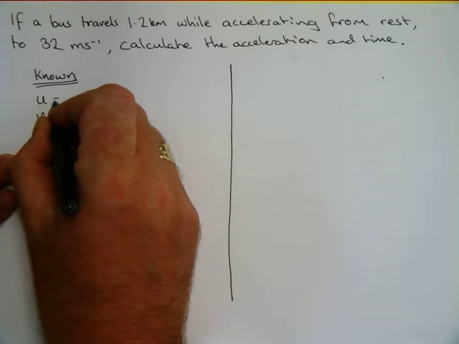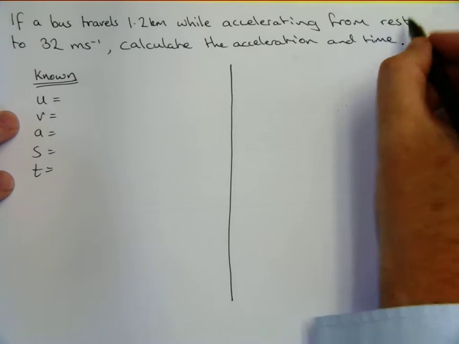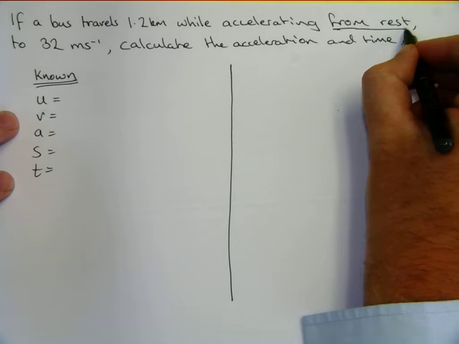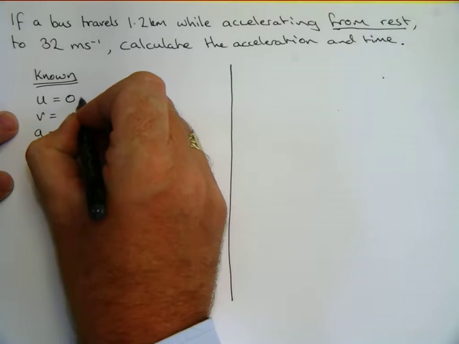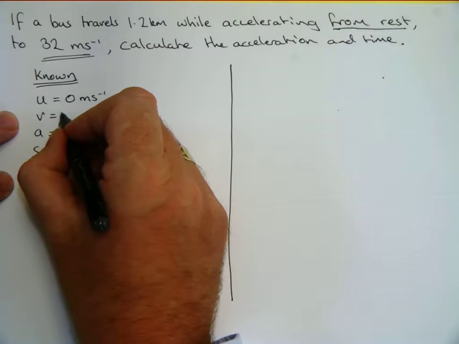We write down the usual 5 variables and we start going through them. Do we know the initial speed? Well, yes, it starts from rest, so the 0 in there, meters per second of course. Final speed will be 32 meters per second.